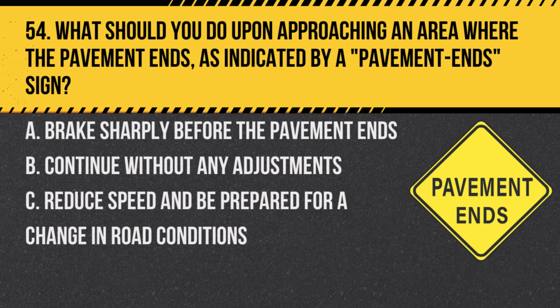Question 54. What should you do upon approaching an area where the pavement ends as indicated by a pavement end sign? A. Brake sharply before the pavement ends. B. Continue without any adjustments. C. Reduce speed and be prepared for a change in road conditions. Answer: C. Reduce speed and be prepared for a change in road conditions. The change from pavement to gravel or dirt can affect vehicle handling.